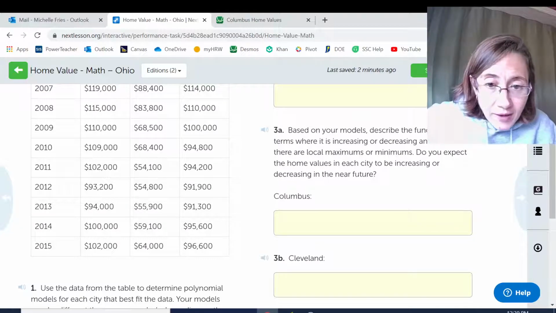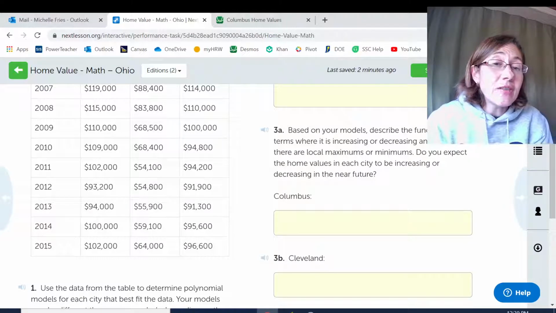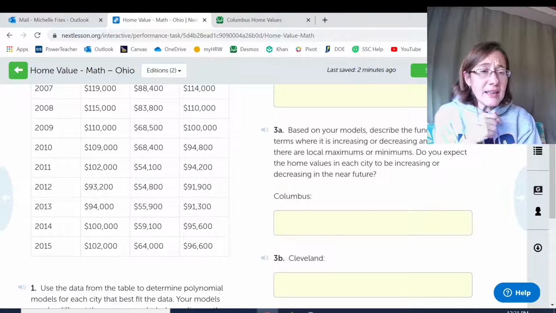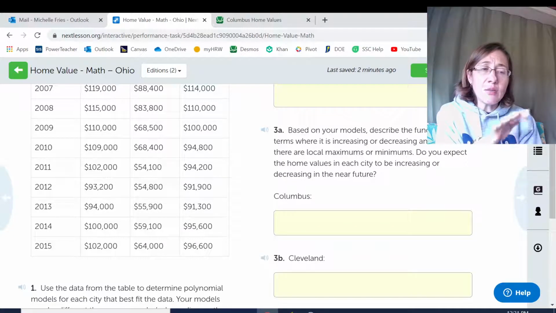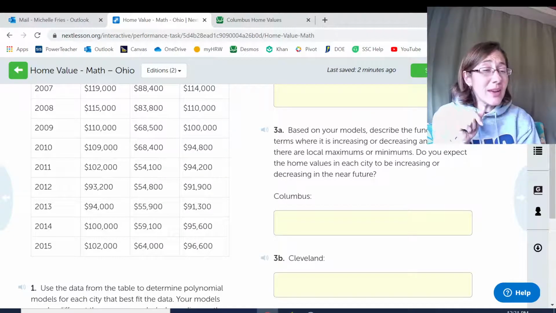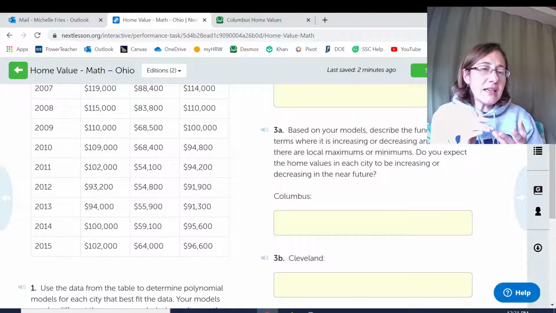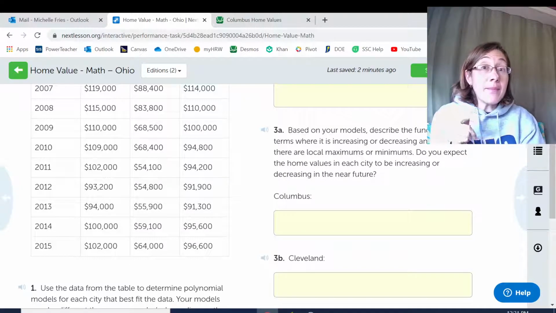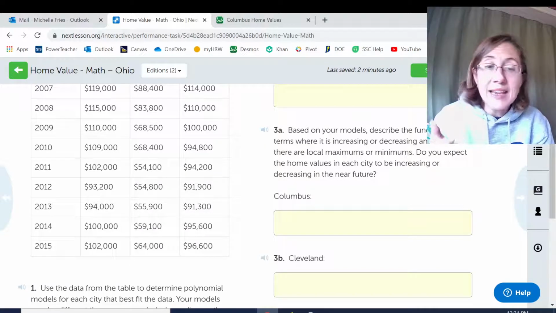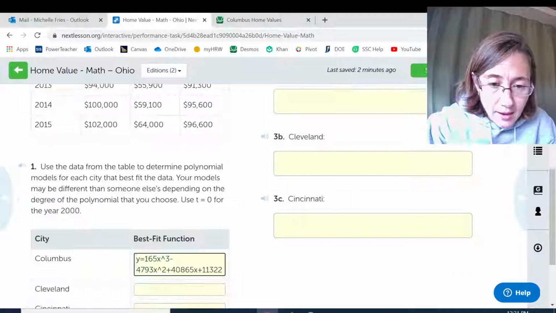And then, do you expect the home values in each city to be increasing or decreasing in the near future? So for this activity, 2016 would technically be in the future when I'm looking at those numbers in the table. I know this data is just a couple years old, so I apologize for that. So think about 2016, 2017. Do you think it would be higher or lower than what you're seeing in the 2014-15 data? And base it on your graphs. Don't just guess at this.